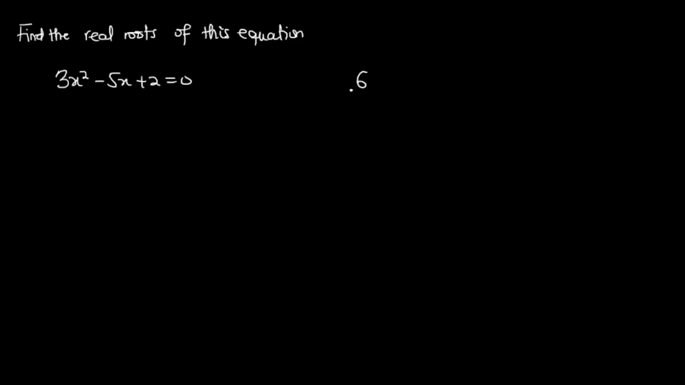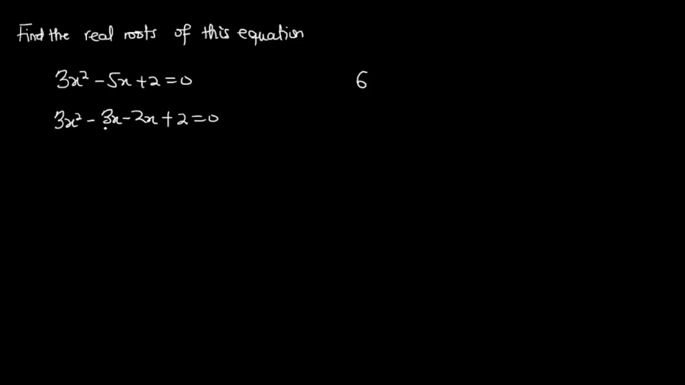Now, which two numbers will I multiply to get 6, but if I add or subtract them, I'll get negative 5? Alright, so 3 and 2, negative 3, negative 2. If you multiply them, you get 6, but if you add them, you get negative 5. So we'll go with that. So you have 3x squared minus 3x minus 2x plus 2 is equal to 0. So from here, I can go ahead and factorize.